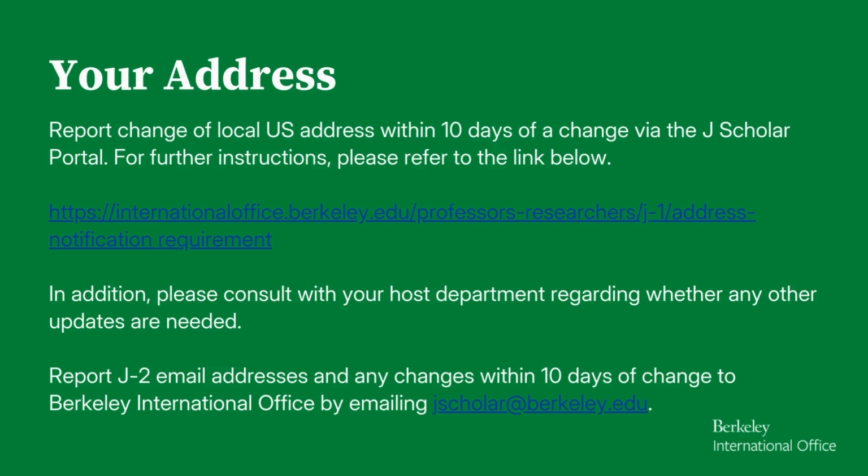J1 scholars are required to report any change of local U.S. address within 10 days via the J Scholar portal. For further instructions, please refer to the link below and in the video description. In addition to updating your address via the J Scholar portal, please consult with your host department regarding whether any other updates are needed. Changes in J2 email address must also be reported within 10 days of change by emailing jscholar@berkeley.edu.